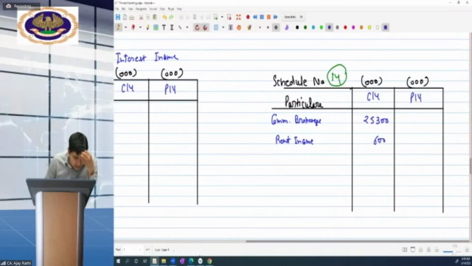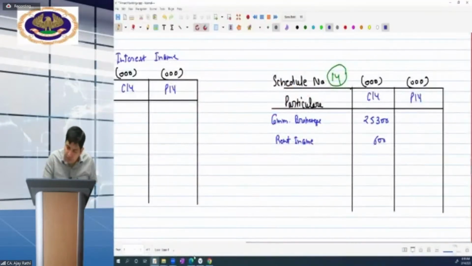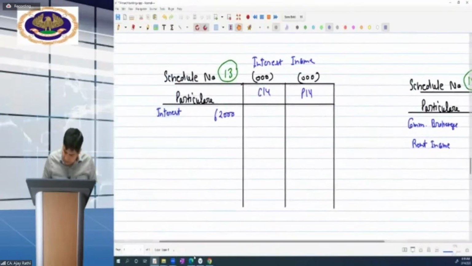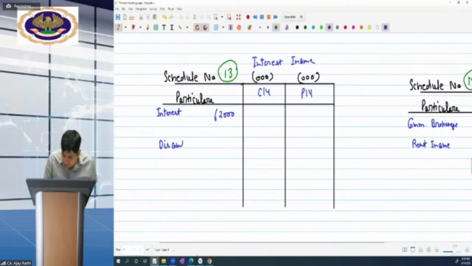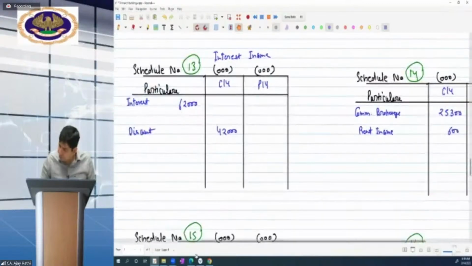Yeah beta, that is the adjustment, I think, which you are telling me. I will cover it, don't worry. 600 is there, that is the credit side, rent income. Discount is also there for 13. Yes, you are right, beta. Absolutely perfect. We forgot to take discount income. That is 42,000. There is no adjustment in this regard. Anyways, now for 14, we have to complete.